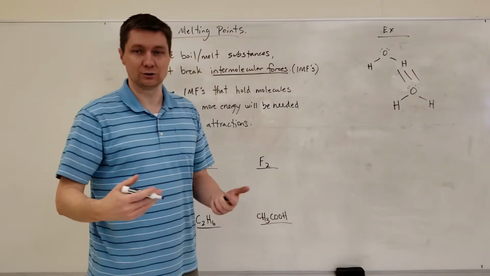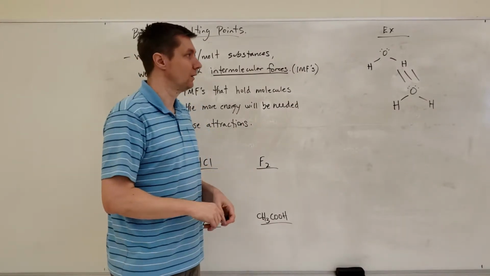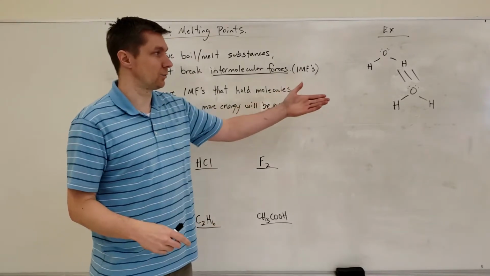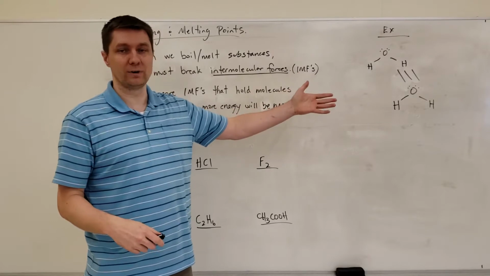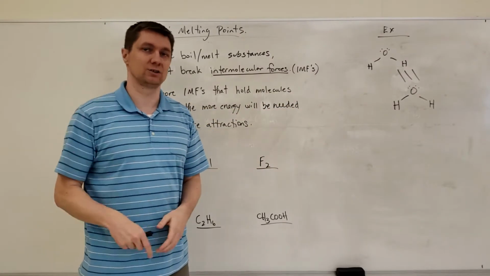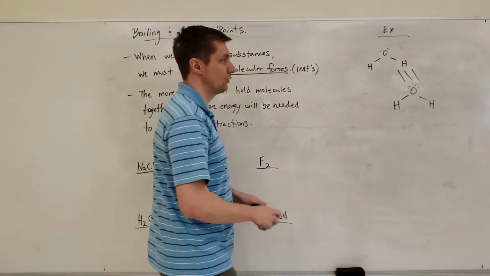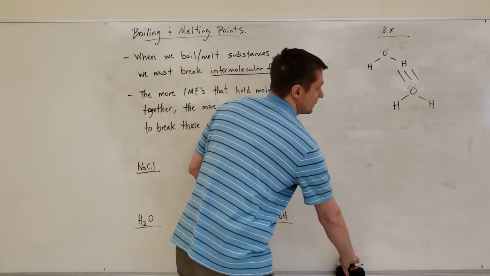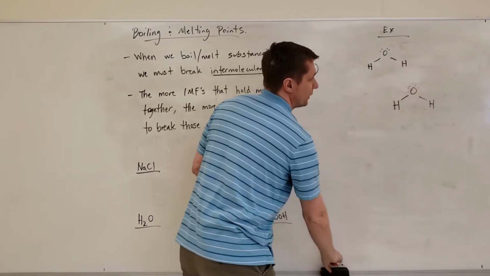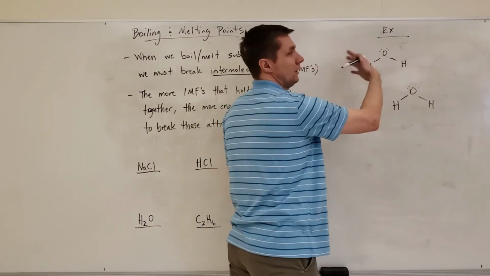Now, they're fairly weak attractions, all of them, but I did give you a ranking in our last video as to which ones are strongest and which ones are weakest. The fact that this has to break all 3 of these bonds in order to boil it is what causes water to have such a high boiling point, even though it's a very small molecule. And so that's what happens when we boil things, is we are breaking these interactions so that there is no attraction between this water molecule and this one.